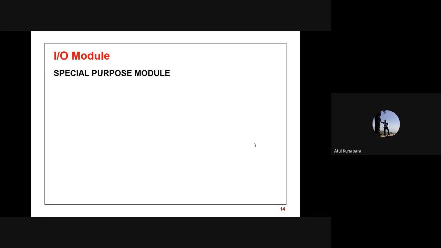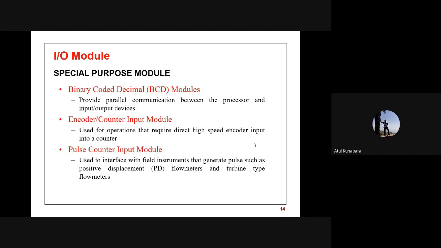There are some special purpose modules also used in PLC automation, like binary coded decimal, that is the BCD modules, some encoder modules, and pulse counter input modules. For example, pulse counter input modules are used to interface with field instruments that generate pulses, such as positive displacement flow meters and turbine type flow meters. These are special purpose modules, and they are not there with every PLC. They are only there where required, so it depends on your application.